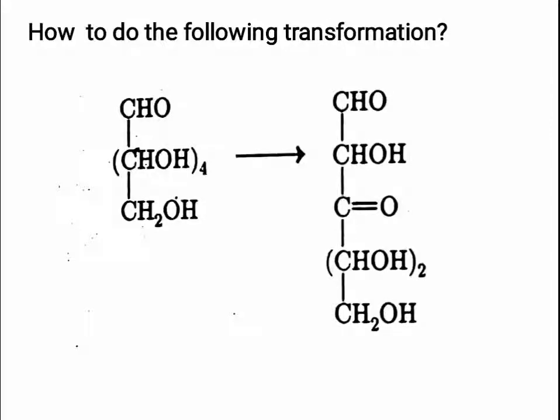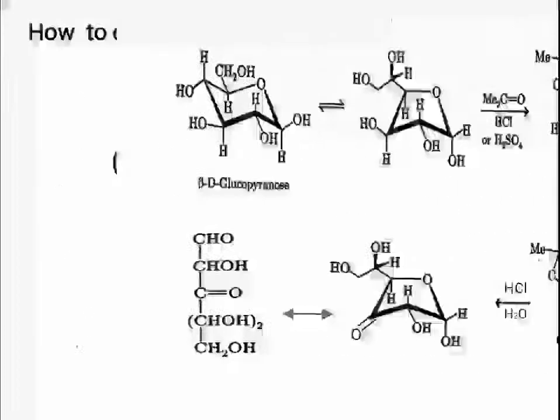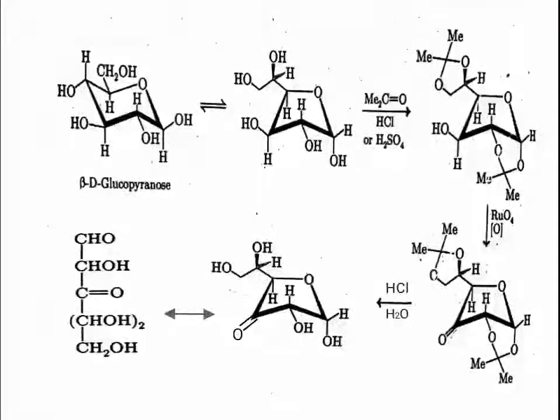Now this is an exercise on how to do the following transformation. Try it yourself. If you can't do it, then I am just giving the answer for this problem. At first start with beta-D-glucopyranose, then convert it into the 5-member ring. If you add acetone, this 6-member ring will open up and form a 5-member ring.